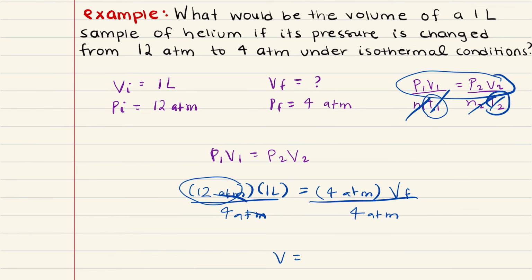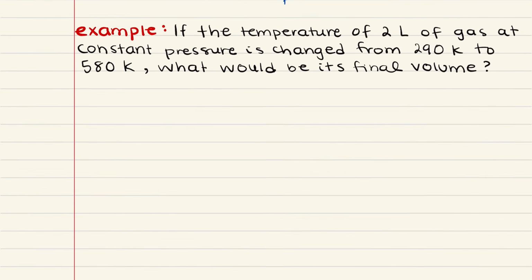Atmosphere cancels out first and foremost. We have 12 times 1, that's 12, divided by 4, that's 3. And then the only unit that's left is liter. So our final volume is 3 liters. Let's do another one, all right?